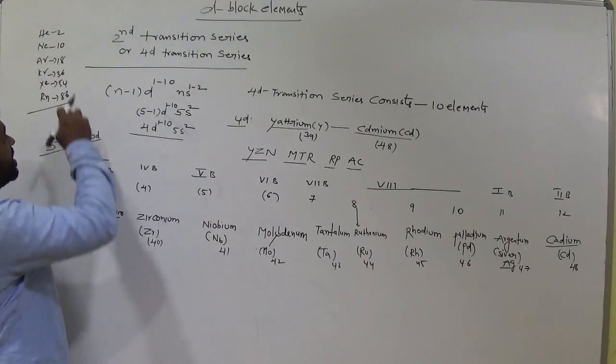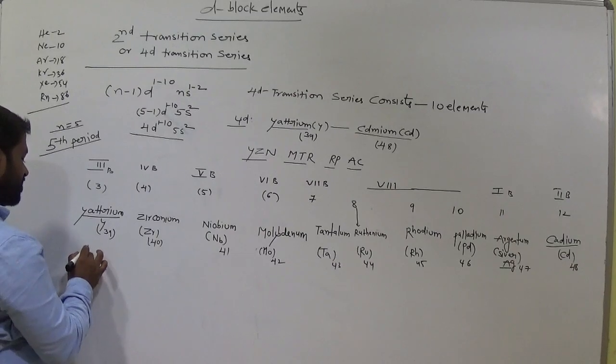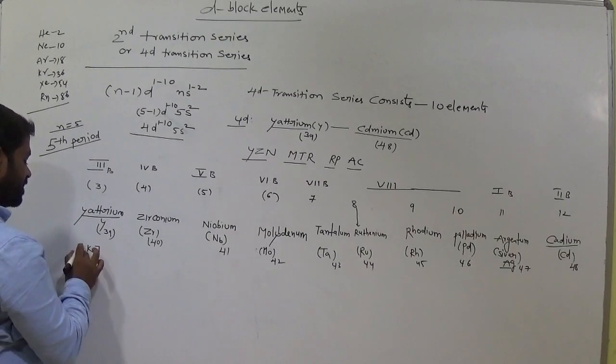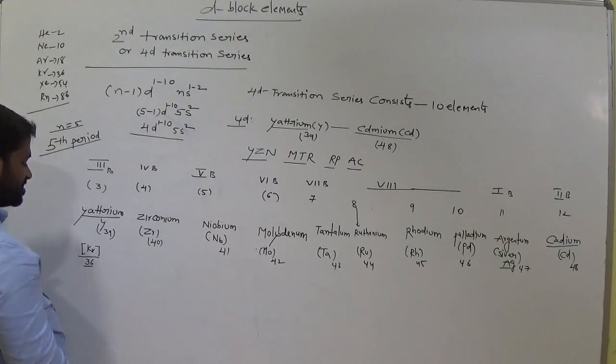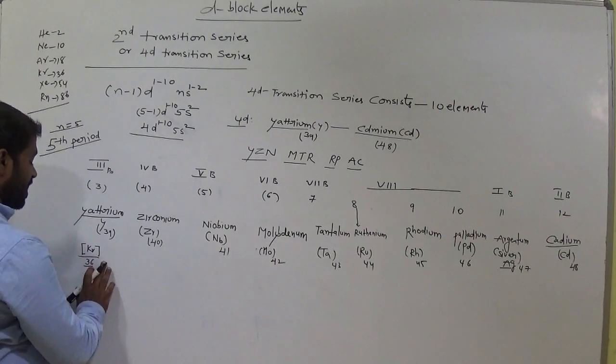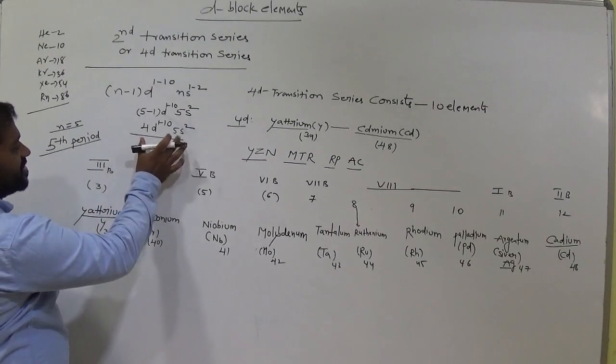Am I right? Already 36 electrons are there, so I can write it as krypton. What is the number of electrons in krypton? 36 electrons. Okay. After krypton, what is the electronic configuration?